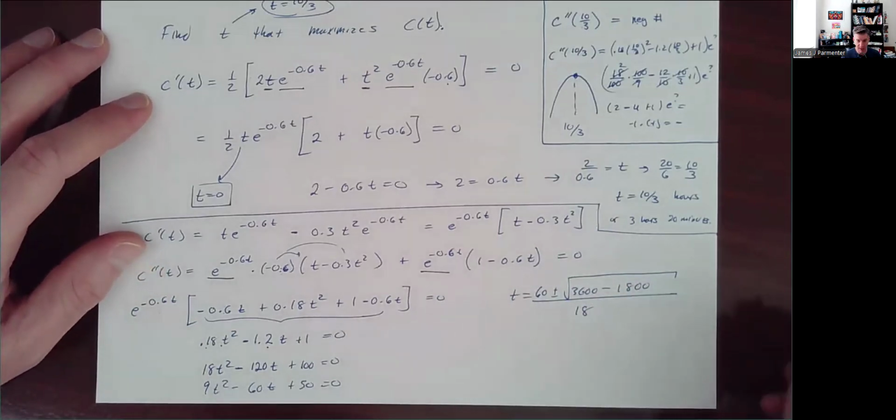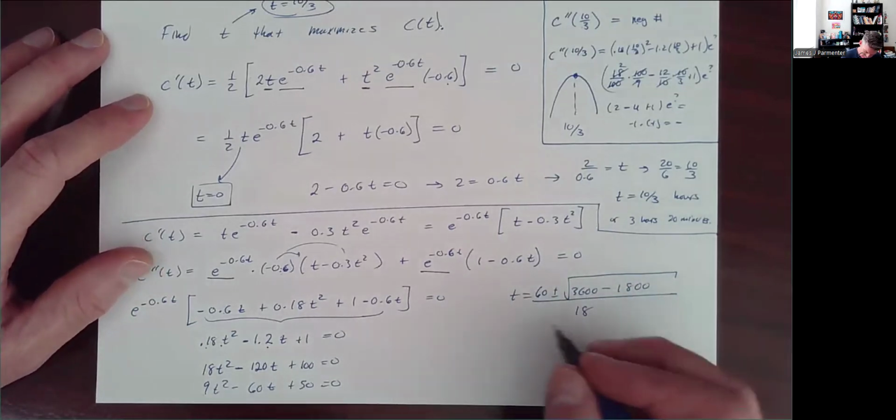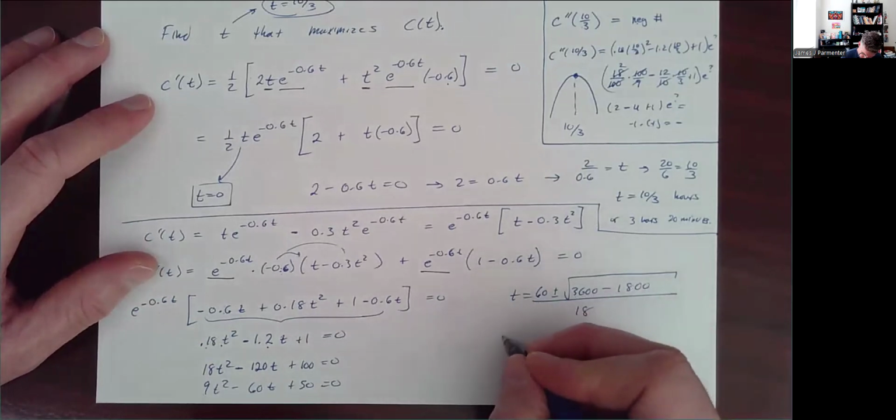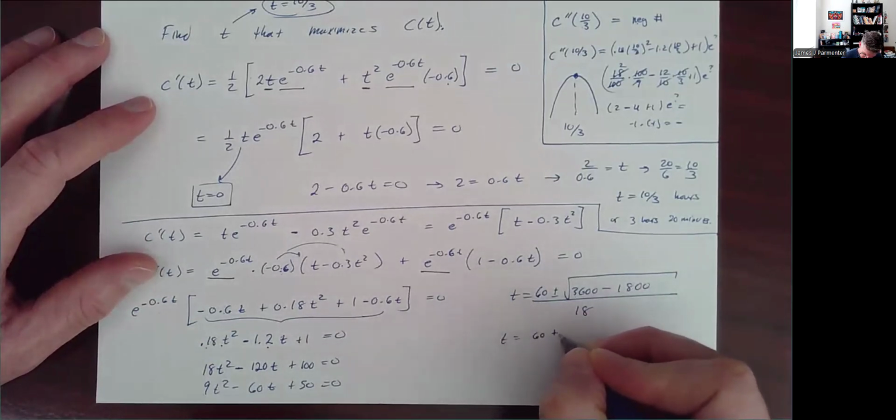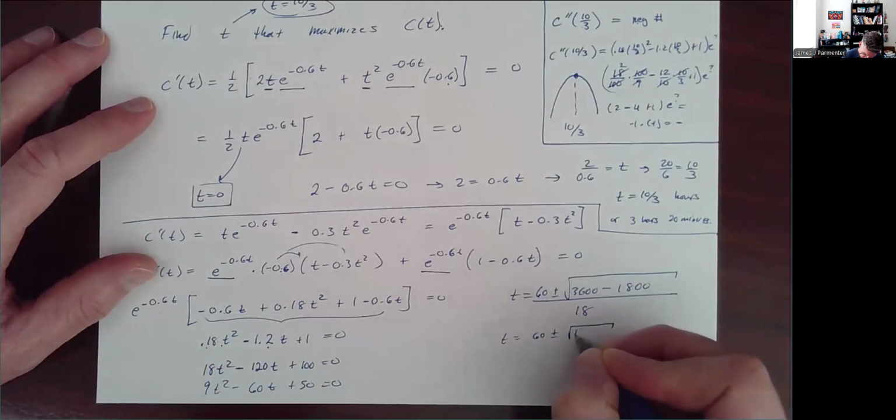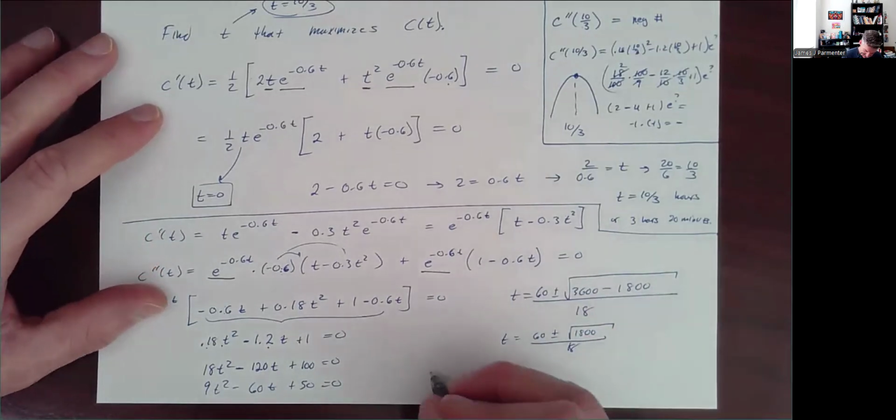And then I'll point out that both of these are real numbers, right? So you get t equal to 60 plus or minus a number that is less than 60 all over 18. So we have 2 inflection points.